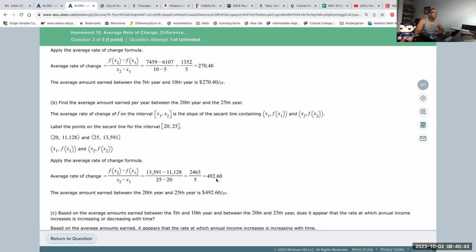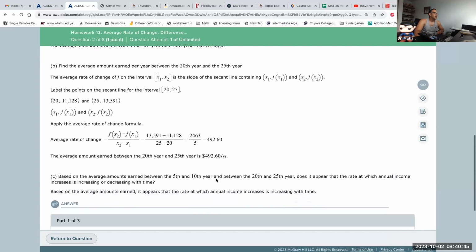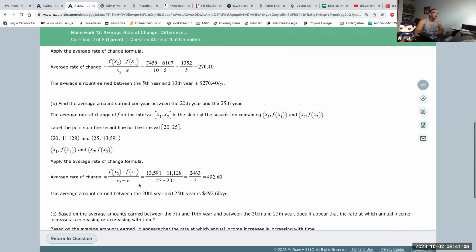All right. So now let's go to part C, where it's asked, based on the average amounts earned between the 5th and 10th year, and between the 20th and 25th year, does it appear that the rate at which the annual income increases is increasing or decreasing with time? All right, so we could see that, look at the rate. The first rate is almost near 300 if we round. This one's near 500, right?